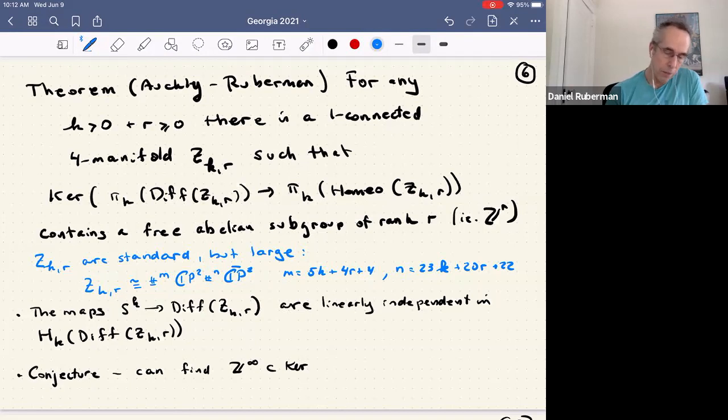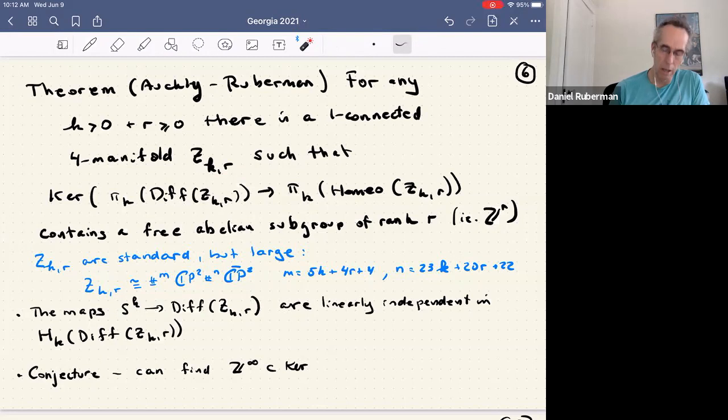So the theorem I want to talk about says: for any k bigger than 0 and any r, there's a simply connected 4-manifold, for notation call it Z_{k,r}, with the property that the kernel of the map from the kth homotopy group of Diff(Z_{k,r}) to the kth homotopy group of Homeo(Z_{k,r}) contains a free abelian subgroup of rank r.